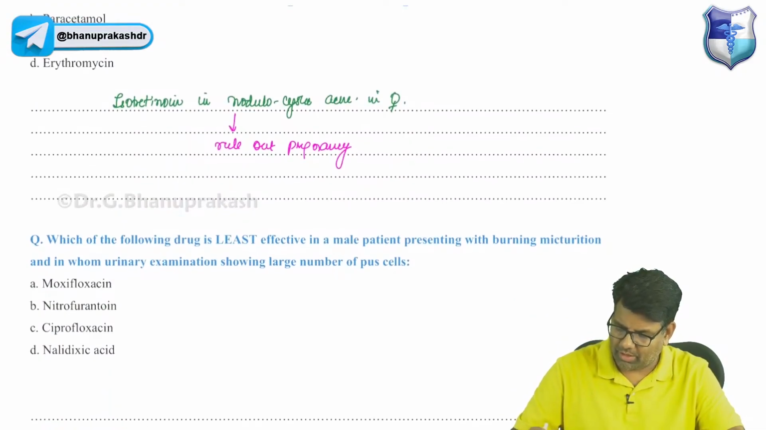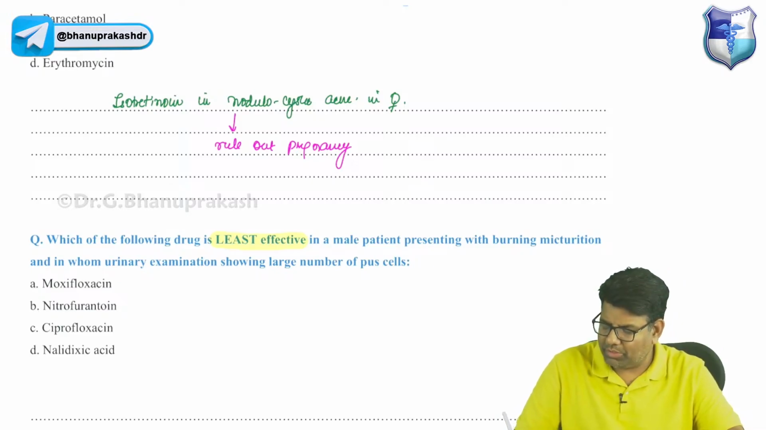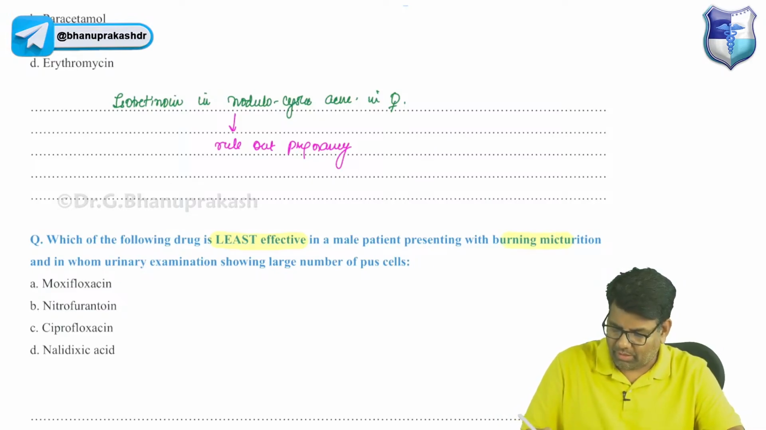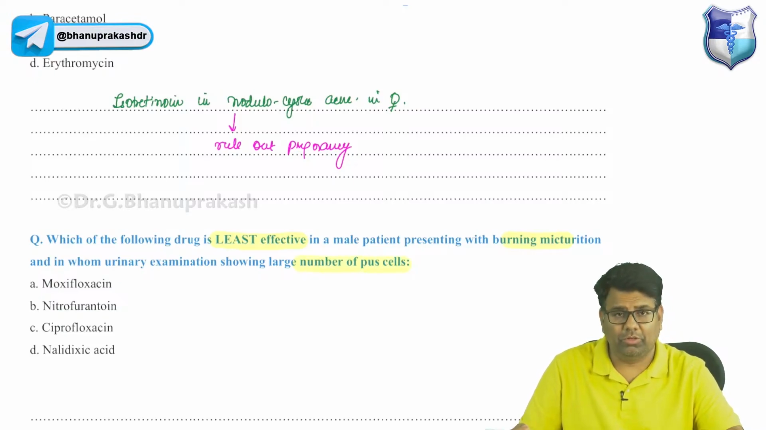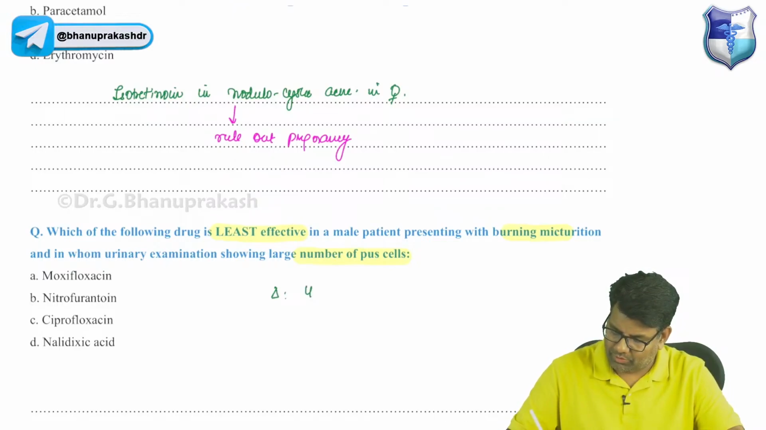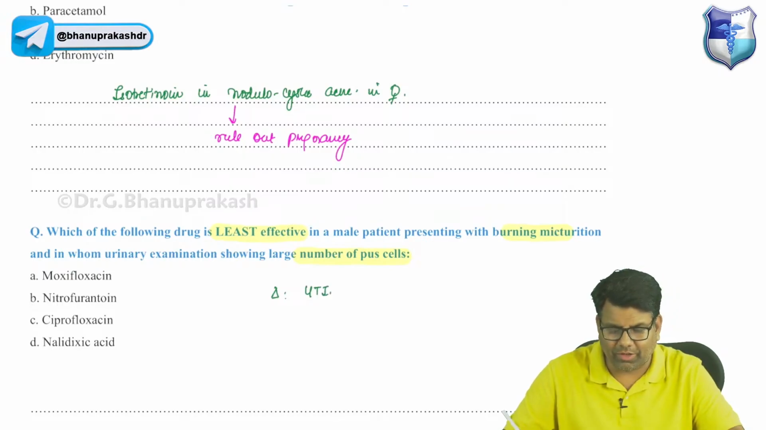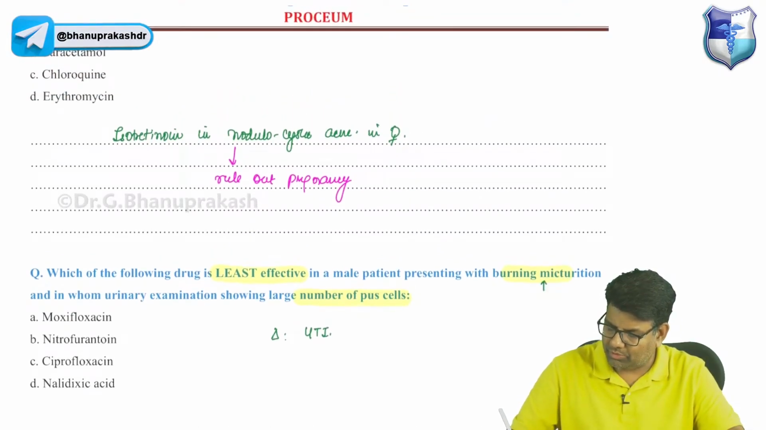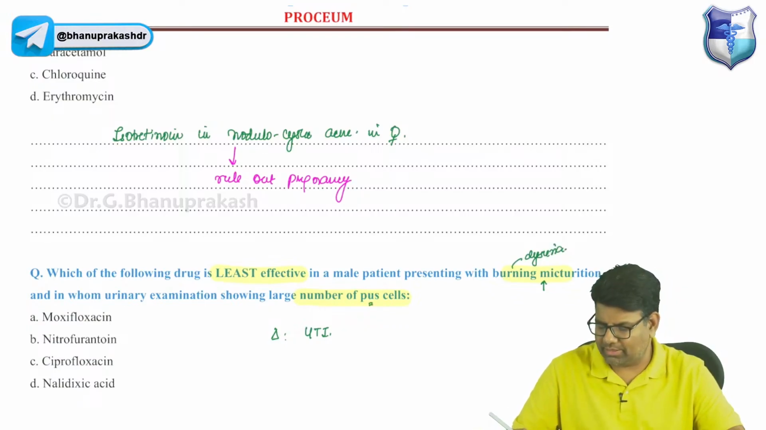Very important. Which drug is least effective in a male patient who is having burning micturition and there is a large number of pus cells on urinary examination? Anyone? What is the clinical condition? Clinical condition is UTI. Right? So this is urinary tract infection and there is dysuria and we can see a large number of pus cells.